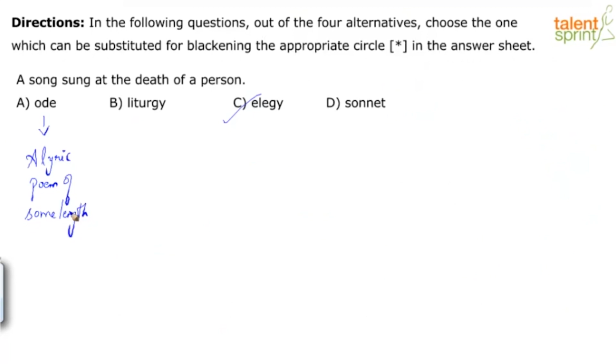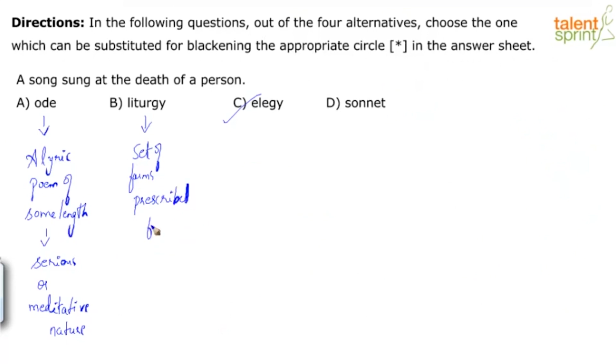So an ode is usually, the theme or the message is very, very serious or meditative in nature. So it has a very serious or meditative nature, an ode. Liturgy, on the other hand, it's a set of forms prescribed specifically for public religious worship.